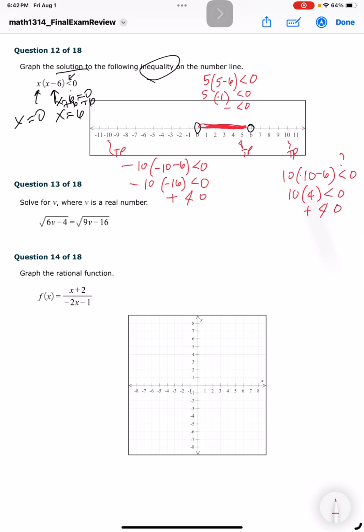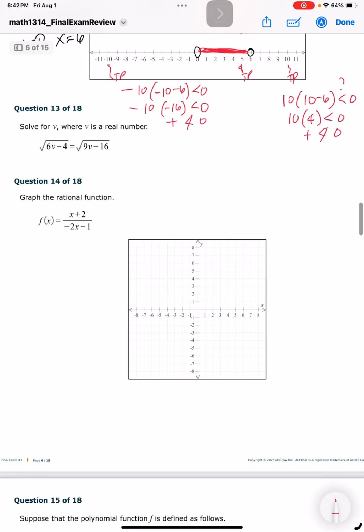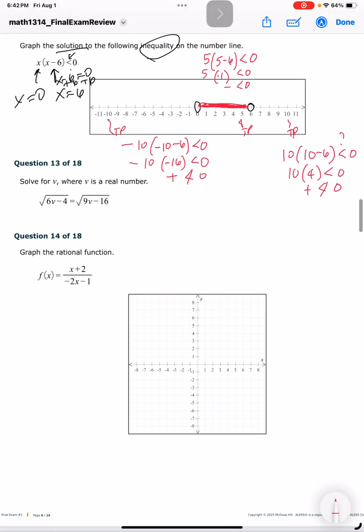So we can confidently say that our solutions, or the area that would make this inequality true, has to live in between 0 and 6. And so that would be our answer shaded on a graph. Now let's take a look at number 13. It's asking us to solve for v.